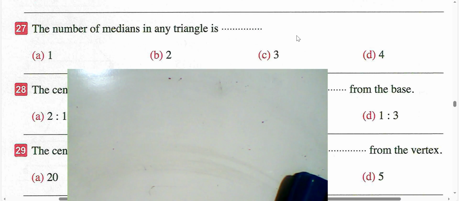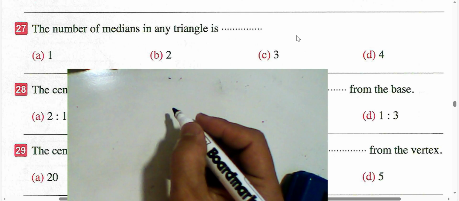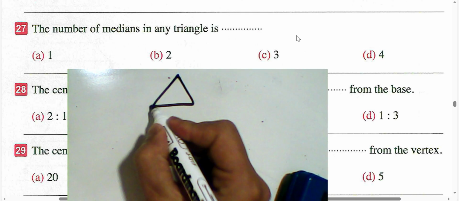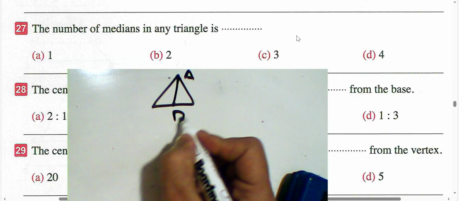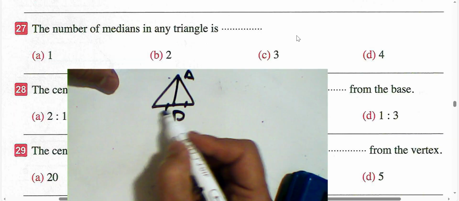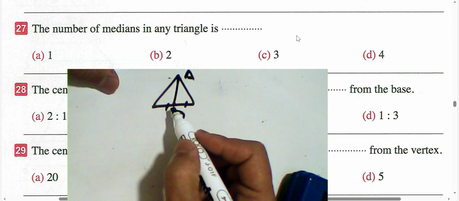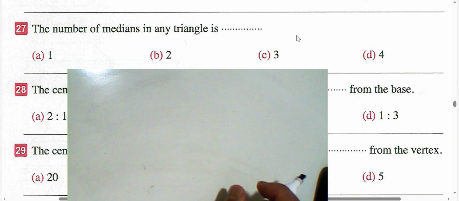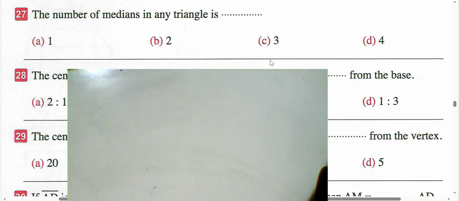The number of medians in a triangle is 3. Any triangle has 3 medians. The line segment like AD, we call it the median. The median is a line segment joined from the vertex to the midpoint of the opposite side. Then we have 3 medians in a triangle.